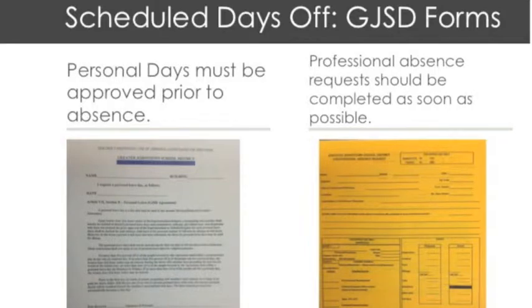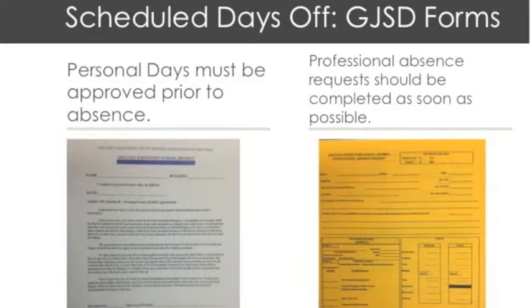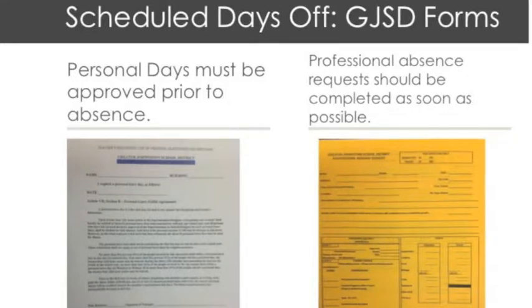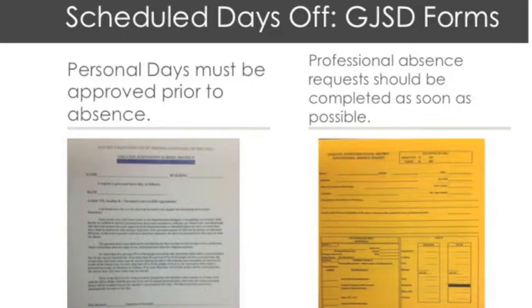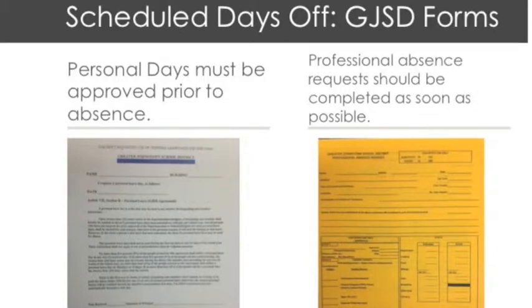Next, let's take a look at scheduled days off from the Greater Johnstown School District for teachers. Two of the ways that you would know in advance that you had a day out of the classroom would be if you scheduled a personal day, of which you are granted 3 per year. And an example of that form is seen on the left.